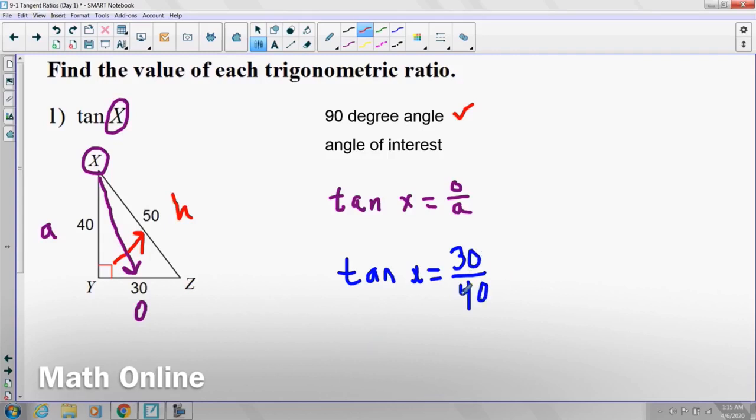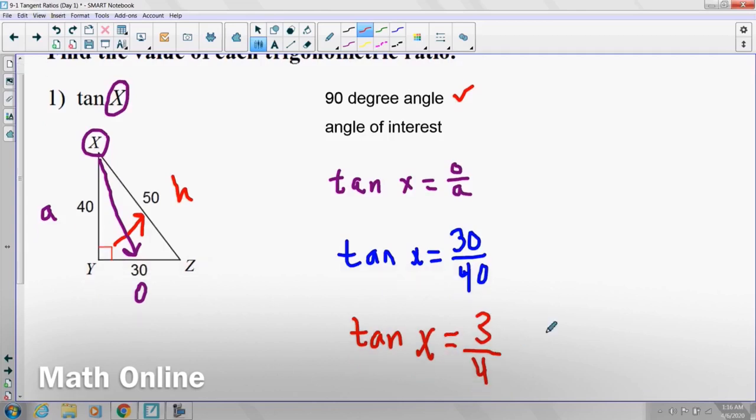Okay, so if we do that, we'll say tangent of x is equal to, what's 30 divided by 10? Did I hear a 3? Yay, 3, awesome, guys. Over, what's 40 divided by 10? Did I hear a 4? Yay, awesome, guys. So there it is. Our answer is tangent of x is equal to 3 over 4.